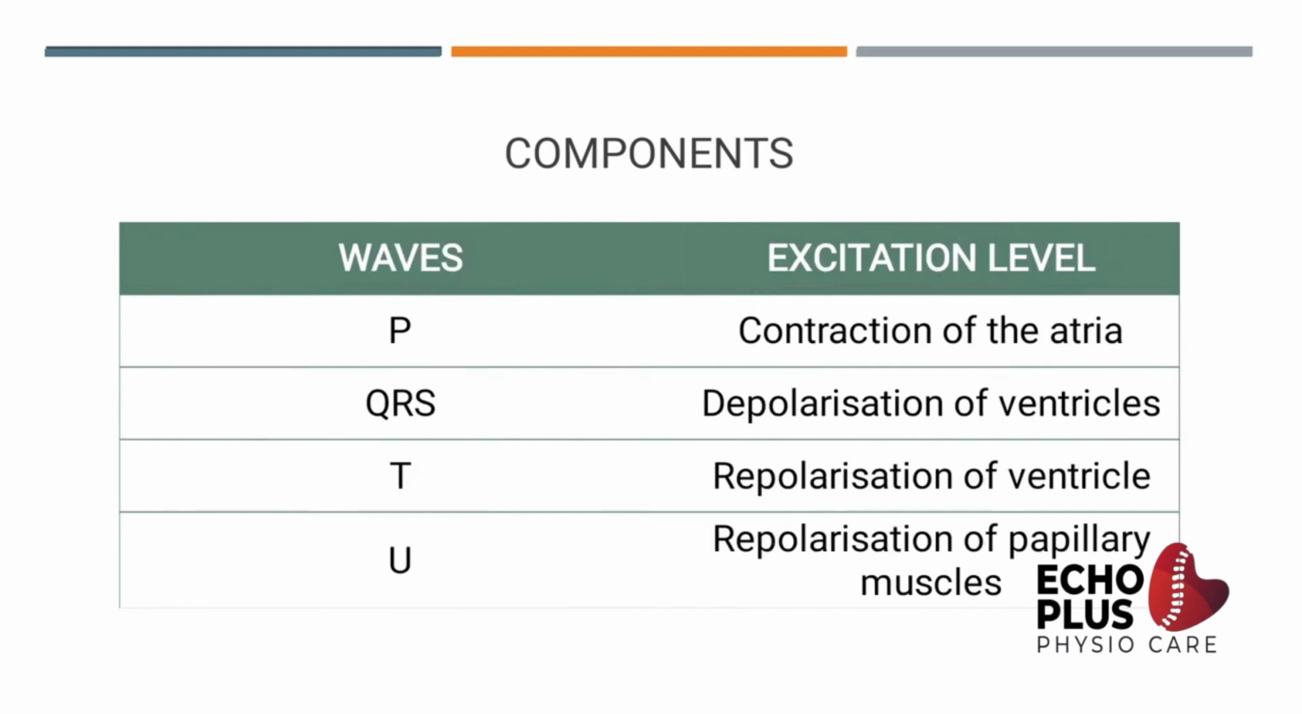P wave is the contraction of atria. QRS is the depolarization of the ventricle. Since the ventricle muscle mass is more, it has the peak. T wave is the repolarization of ventricle, and U wave is nothing but the repolarization of papillary muscles.